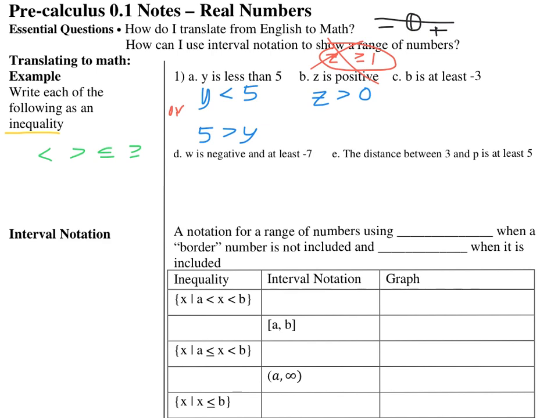All right, now once again, we can write this a different way, but that would just be switching the order here and saying 0 is less than z.